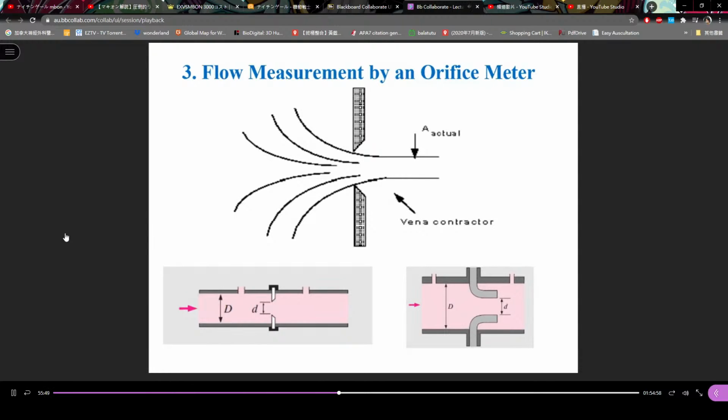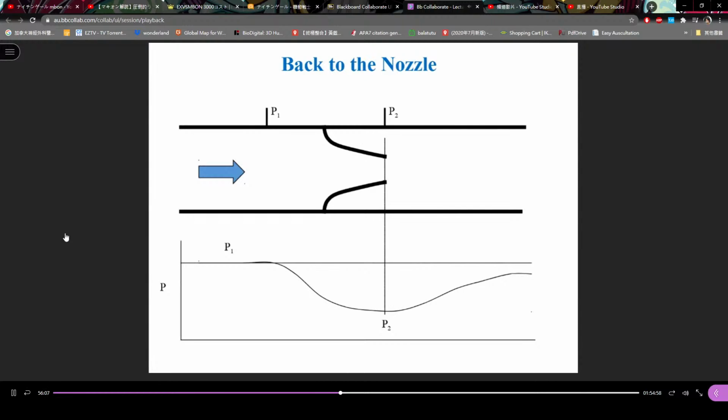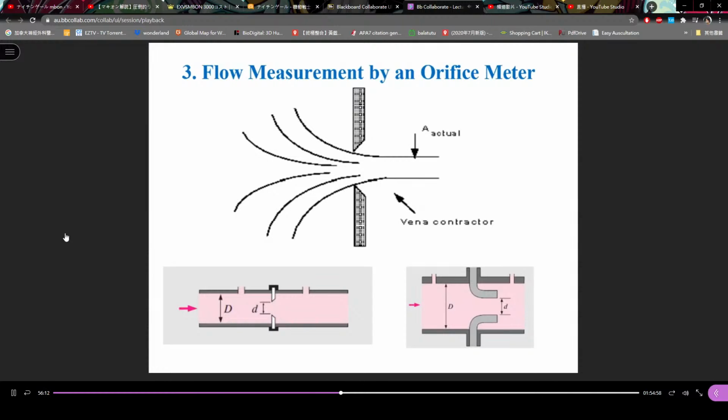So this is flow measurement by an orifice. What's the difference? You see, this is a nozzle. This is an orifice. It's like this. But here, it's a vertical one. So this is a nozzle. This is an orifice. But similar principle.